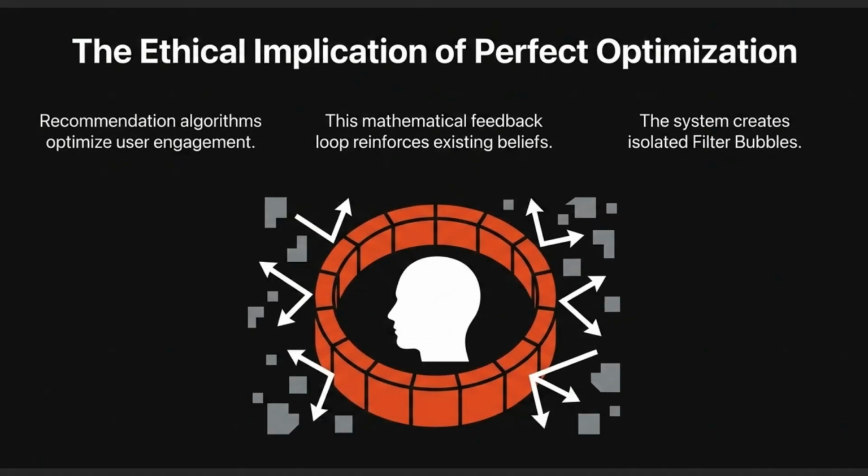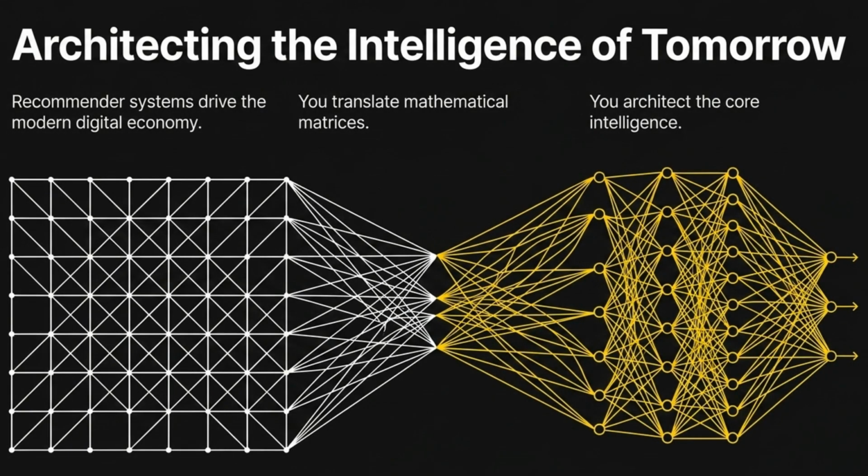We must also consider the ethical implications of perfect optimization. Mathematical feedback loops can reinforce existing beliefs and unintentionally trap users in isolated filter bubbles. Recommender systems drive the modern digital economy. By mastering the translation of mathematical matrices into intelligent architectures, you can help build the technology of tomorrow.